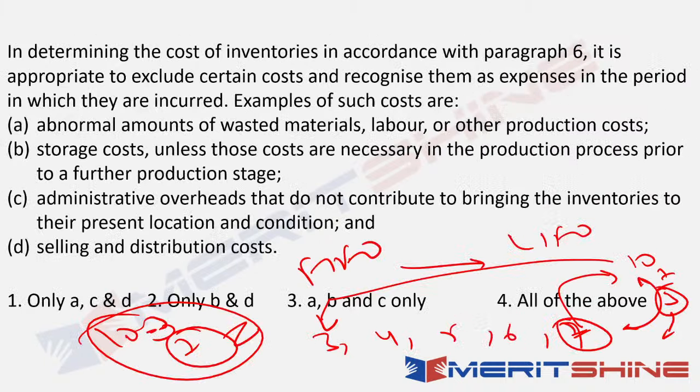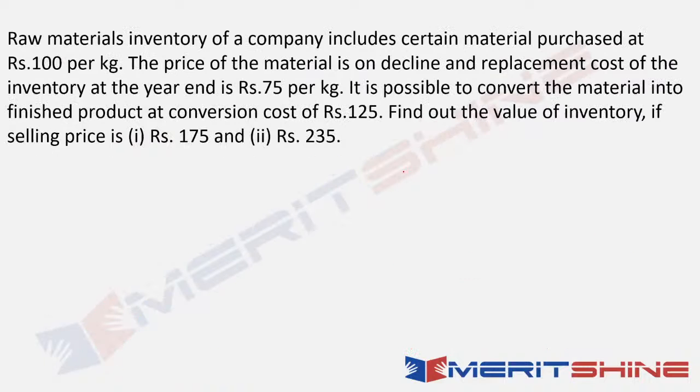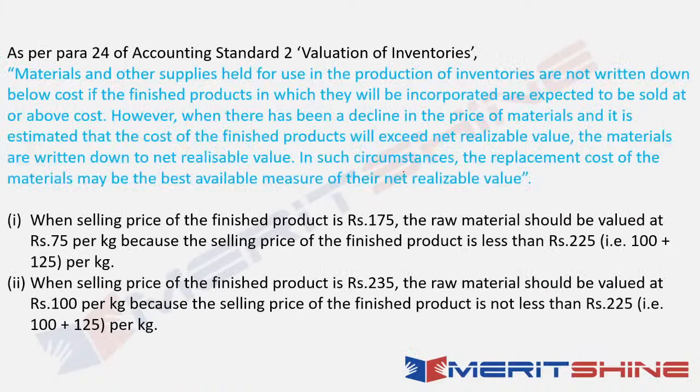Okay, in the previous one, when I had mentioned the abnormal amounts, the normal losses will be taken into the cost of goods, etc. The abnormal ones will flow into P&L, right? Here, it's very simple, again taken from para 24, which says materials other than supplies held for use in production of inventories are not written down below cost if the finished goods in which they are incorporated are expected to be sold above cost, right?